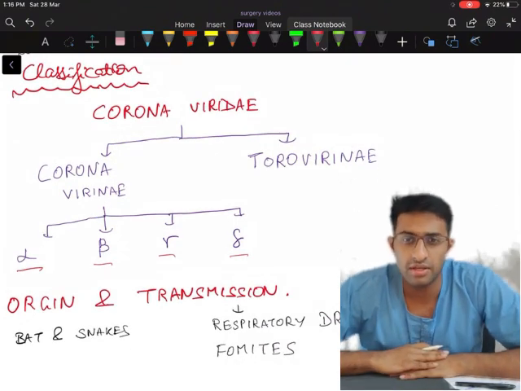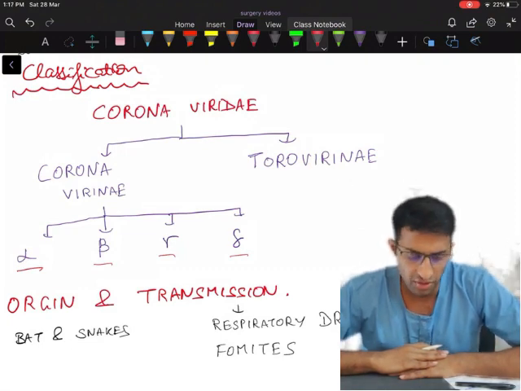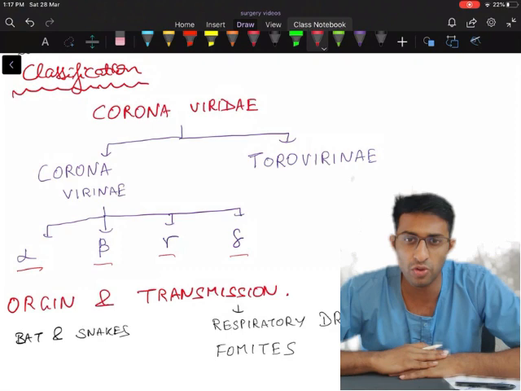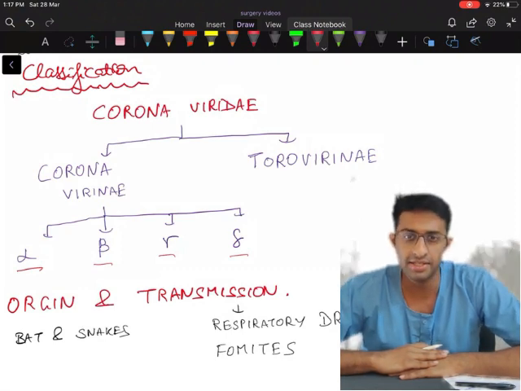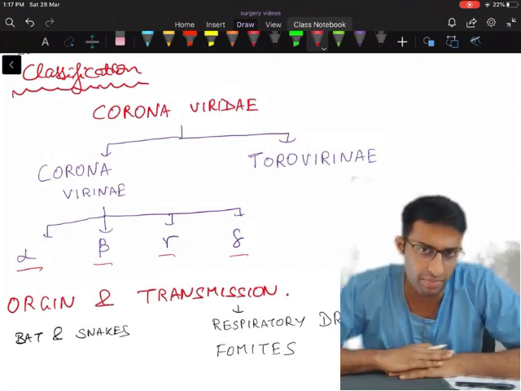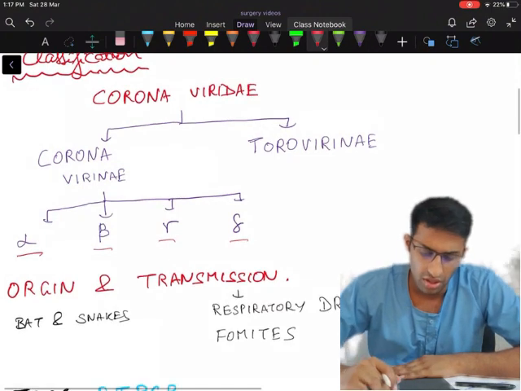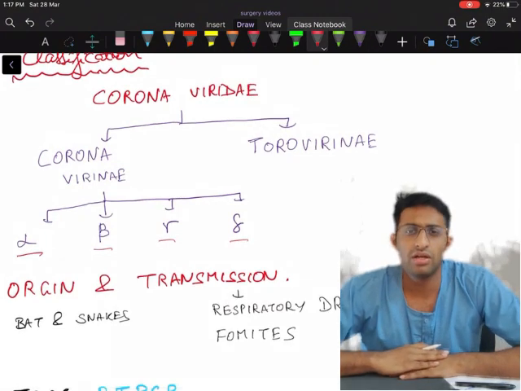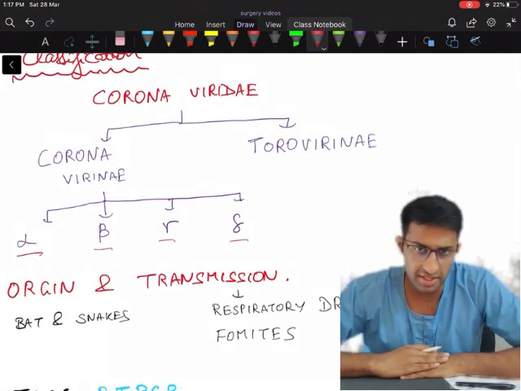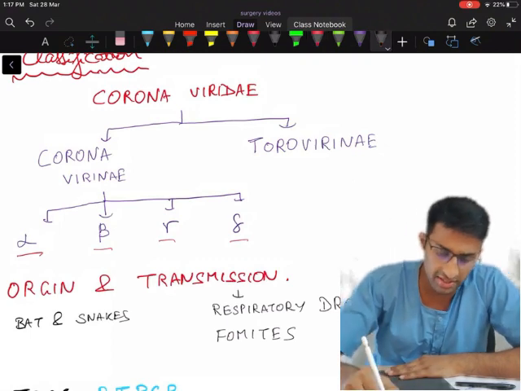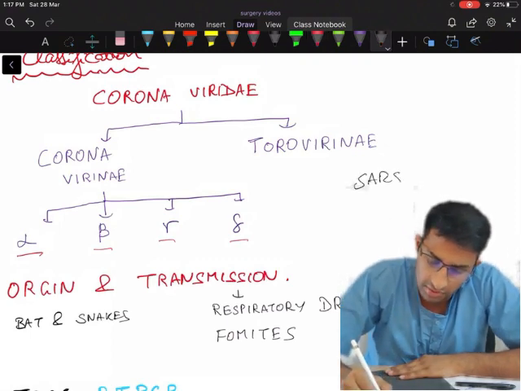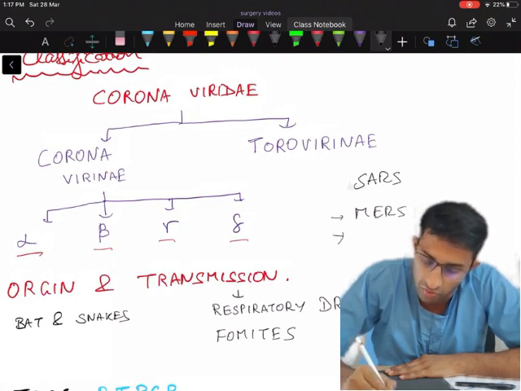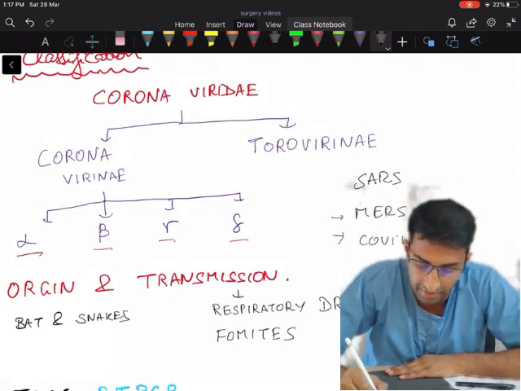Coronaviruses usually affect animals. It's very rare to see them in human beings. But we have found that 6 species also affect human beings. These 6 species are from the alpha and beta coronaviruses. The medically important ones, which we'll be discussing, are 3 viruses: SARS, MERS, and obviously what we are discussing, COVID-19.